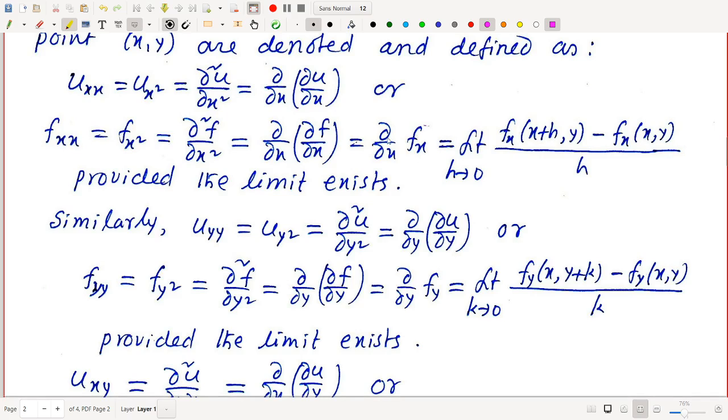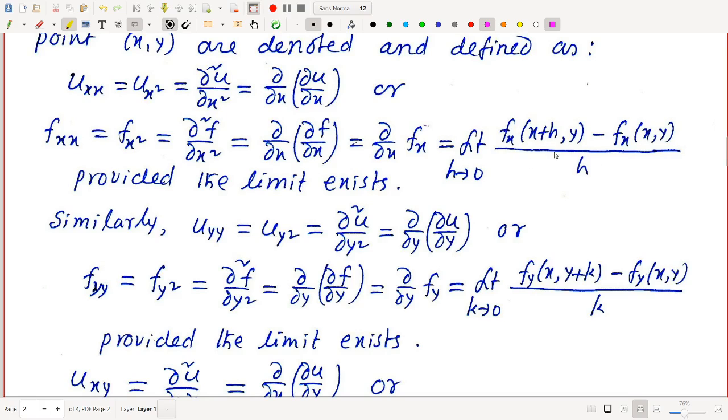Okay, and this derivative of f suffix x, here the function is not f, the function is f suffix x, meaning the function is del f by del x. So in terms of limit, it will be limit h tends to 0 of f suffix x of (x plus h, y) minus f suffix x of (x, y), meaning the value of the first order partial derivative at the point (x plus h, y) minus the value of the first order partial derivative with respect to x at the point (x, y), divided by h, as h tends to 0. So that's why it is a derivative of a derivative, provided the limit exists.